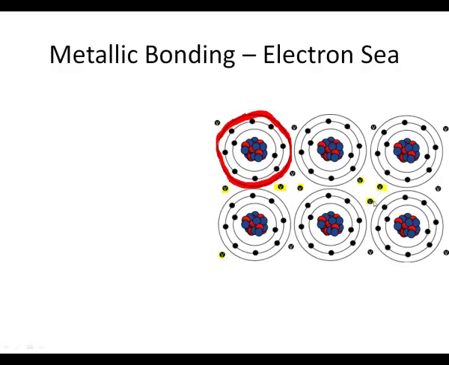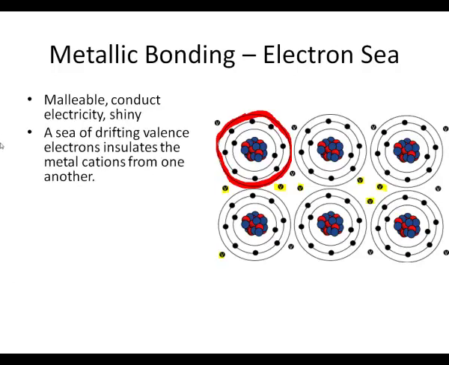So there's a whole bunch of valence electrons, and since the metal atoms lost electrons, they become cations. So they're positively charged ions that are floating in this electron sea. Metals are malleable, they conduct electricity, and they're shiny. The electron sea model explains a lot of these properties. First and foremost, that sea of drifting valence electrons insulates each of the metal cations from touching one another.